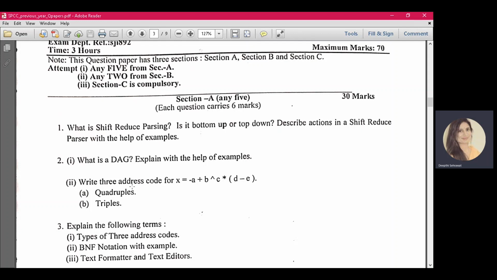Second part, you have to write the 3 address code for this expression. You need to just explain the quadruple and triple, though there is indirect triples as well, but you need to explain only these two. So first of all, convert this expression into 3 address code, and then you can very easily write quadruple and triples.